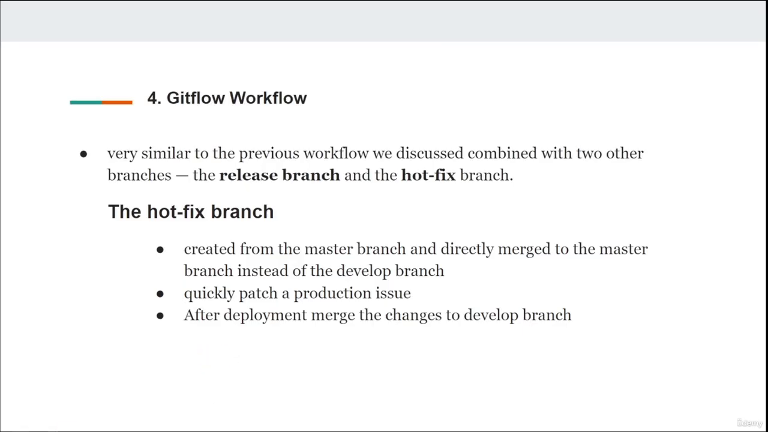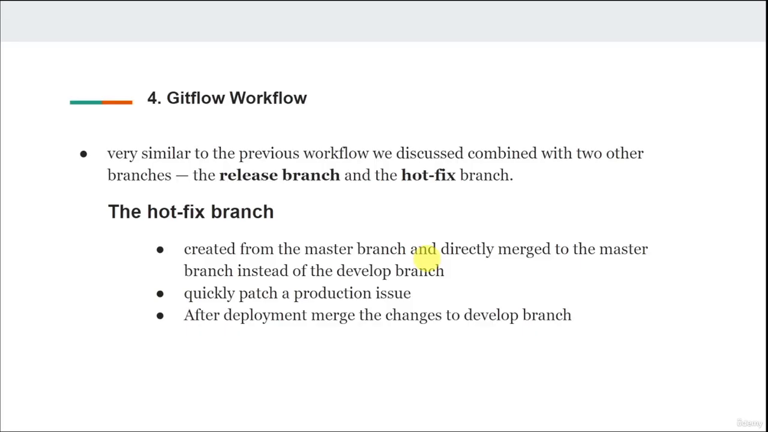Okay, so the next one is the Git flow workflow. No worries about the term. Git flow workflow is just the same as the Git feature workflow with develop, but they have two other branches, the release branch and the hotfix branch. So what is the hotfix branch? A hotfix branch is created from the master branch and directly merged to the master instead of the develop branch. Mainly, if we have any production issue after we release the software product, and we need to make some changes or updates very fast.